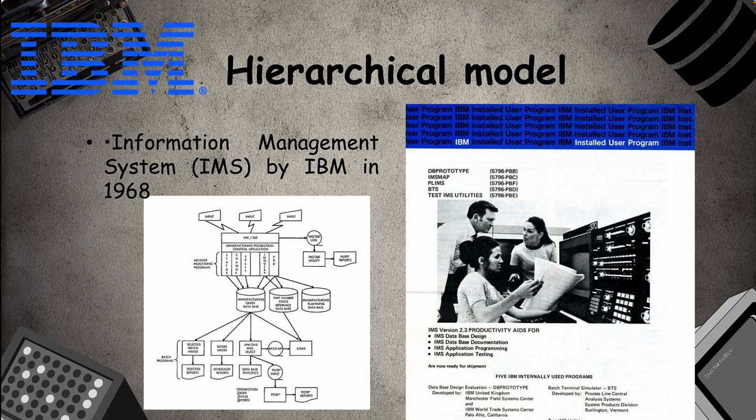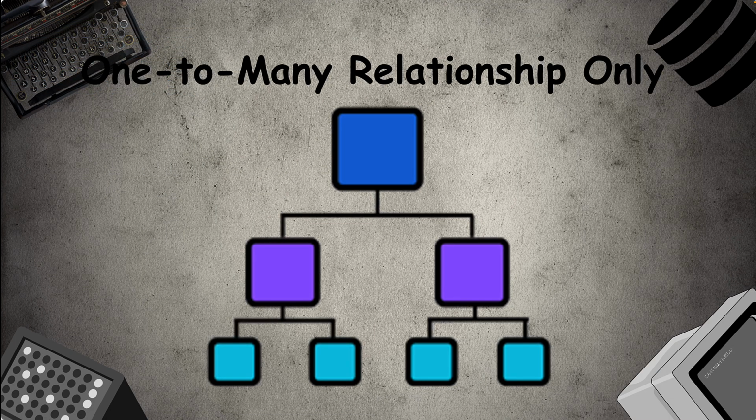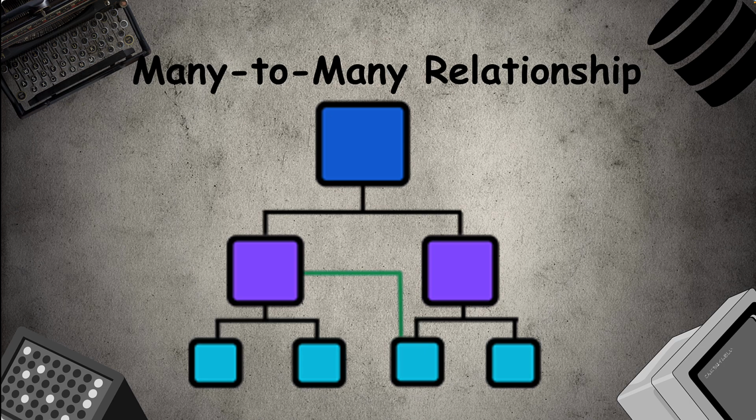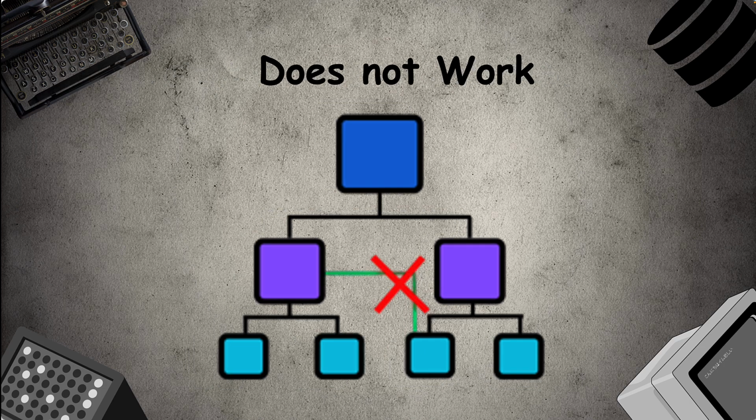Then came the hierarchical model, pioneered by IBM's Information Management System, IMS, in 1968. Here, data was arranged in very neat trees. This is great for handling one-to-many relationships and blazing fast when working with very structured data. But if you tried to model many-to-many relationships, things got messy very quickly.